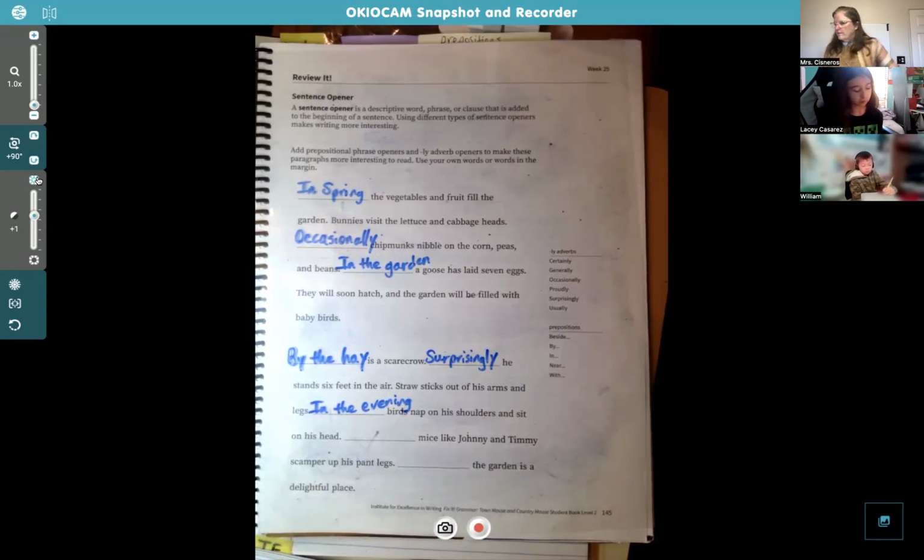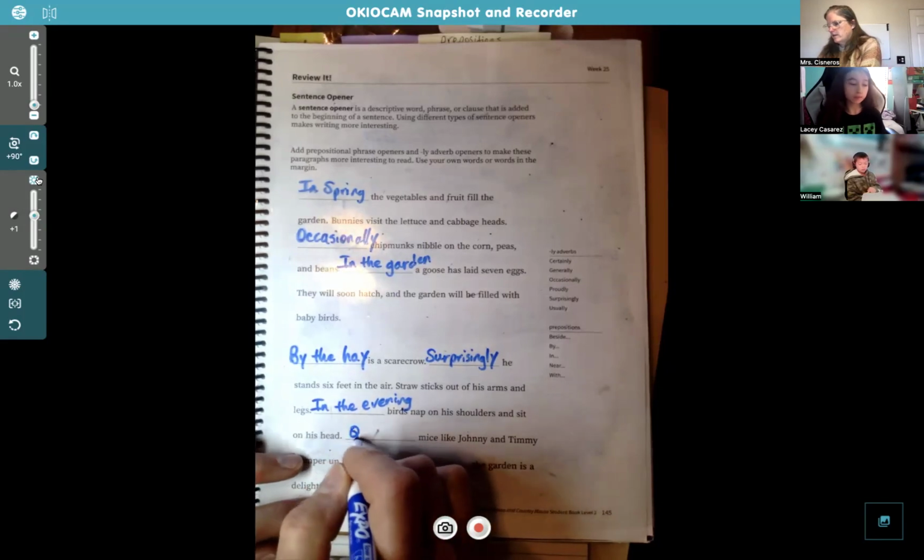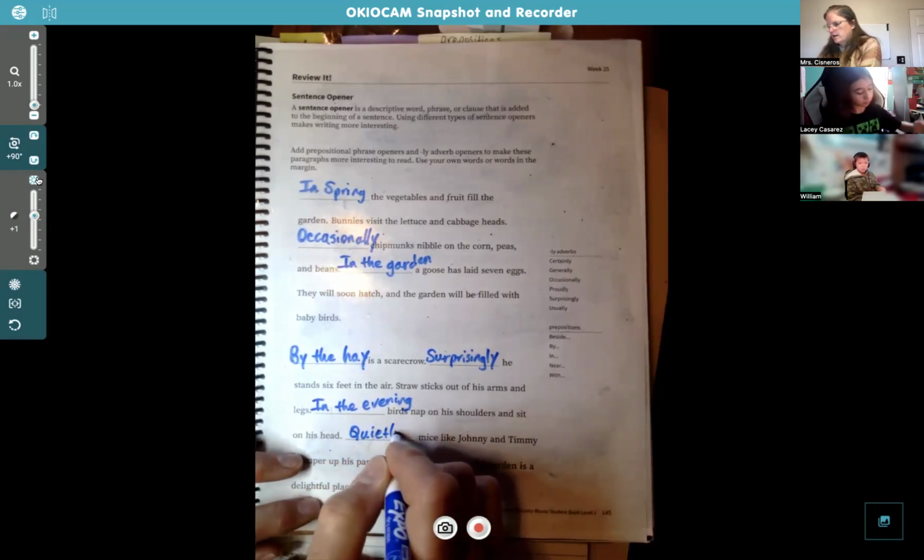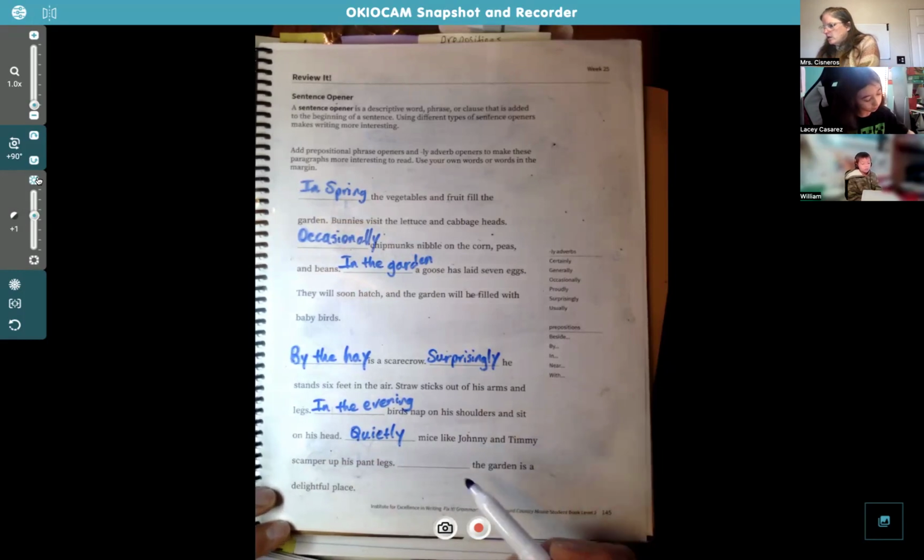Maybe like usually or quickly. It could be one that's not even on the list. You could do quickly or slowly or something like that. Quietly. Oh, quietly. There you go. That's a good one. And we're going to do a capital because that's the beginning of that sentence. Quietly, mice like Johnny and Timmy scamper up his pant legs.